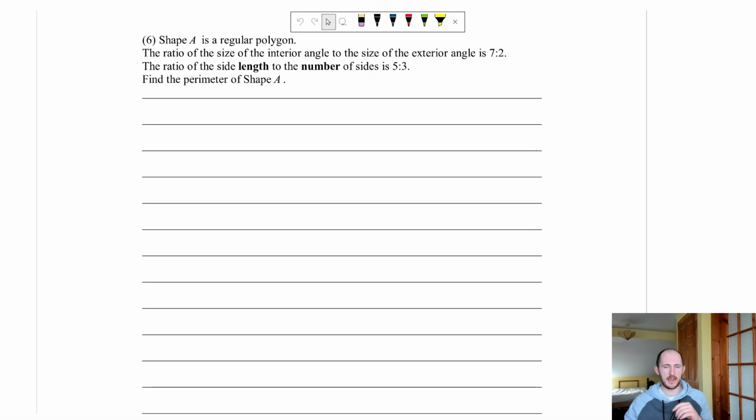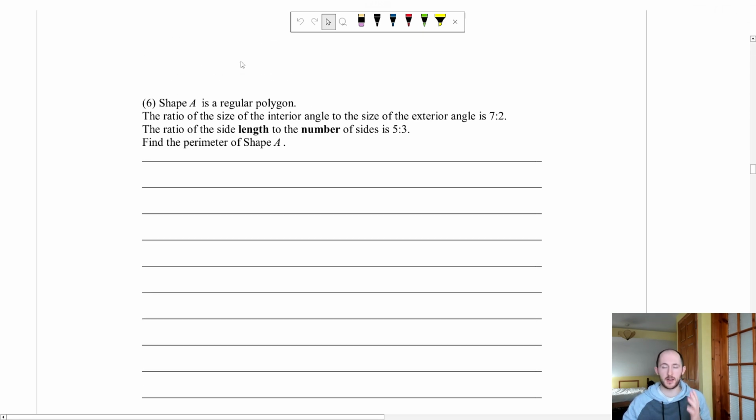So with this question, we have that shape A is a regular polygon. Now, again, the second I read the word regular, it means that all angles are the same, as well as all sides. So we should also write all sides the same as well. That's going to help us in this question probably, because they wouldn't mention it otherwise. The ratio of the size of the interior to exterior angle is 7 to 2. The ratio of the side length to the number of sides is 5 to 3.